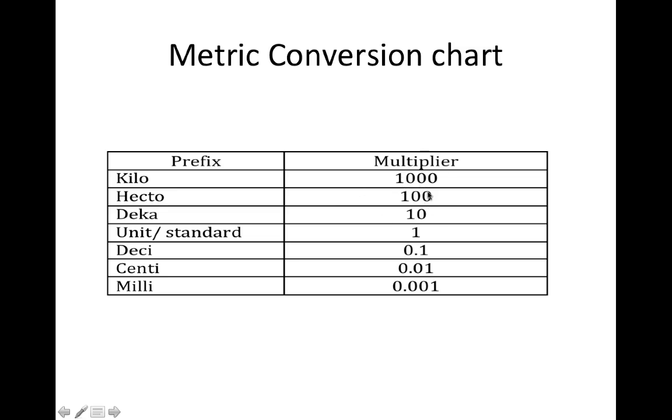And again, these multipliers just mean how many grams there are per kilogram. So there will be 1,000 grams in 1 kilogram, or 1,000 liters per kiloliter. Same thing down here. We'll use deci for example. There'll be a tenth of a gram per 1 decigram, or a tenth of a liter per 1 deciliter.